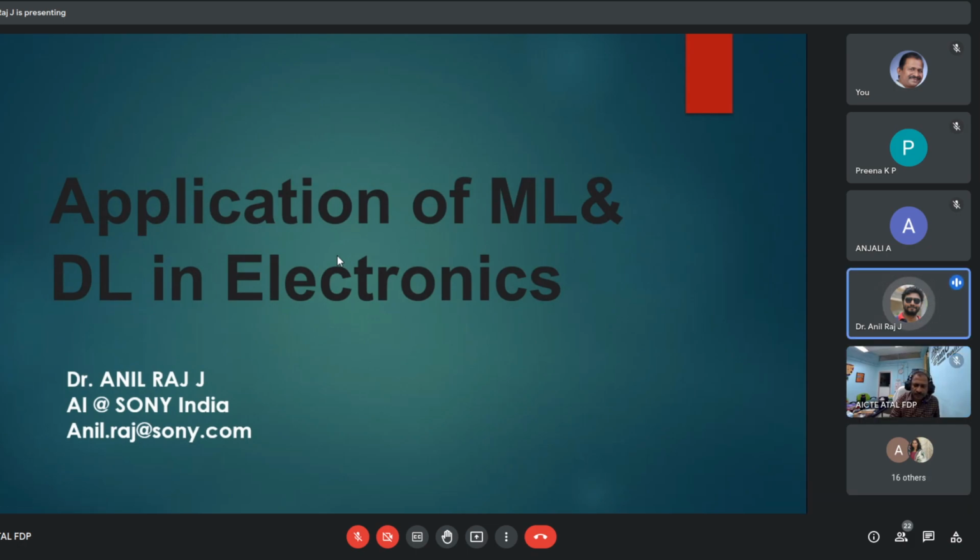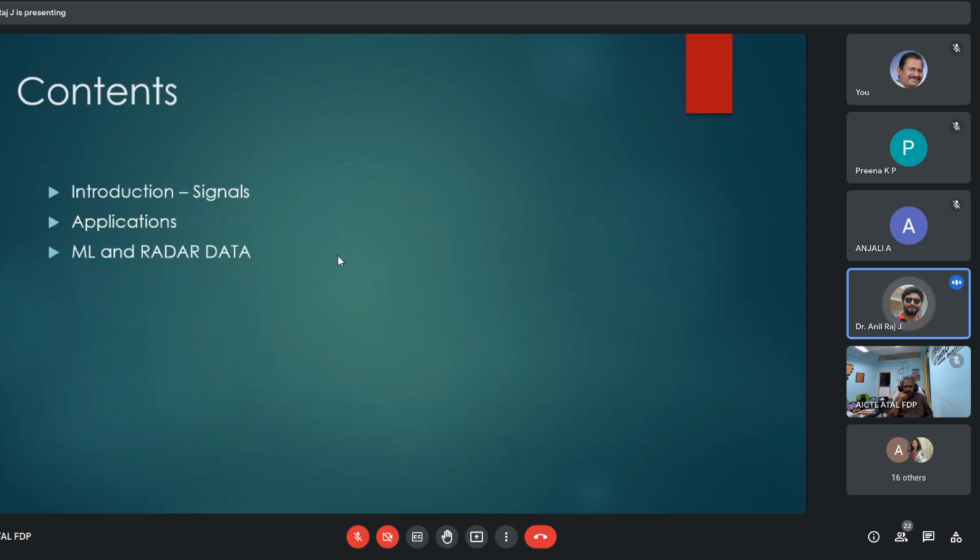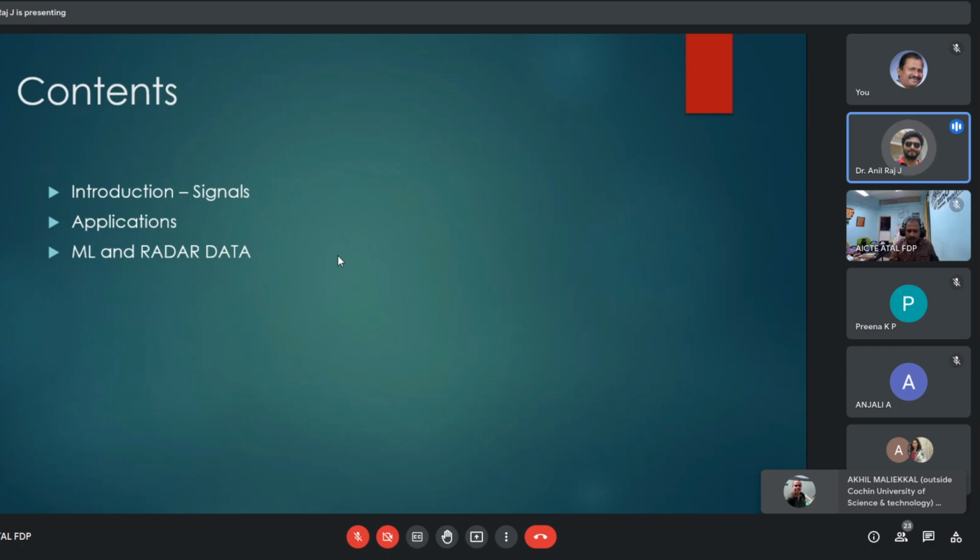So, my topic is application of machine learning and deep learning in the electronics field. In this talk, we'll be covering the basics of signals from the very scratch level: what is a signal, what is its importance in various interdisciplinary engineering fields, and its applications related to machine learning or deep learning AI fields. And finally, we'll see some industry-level applications of radar data with machine learning. We will see two applications at a very deep level.